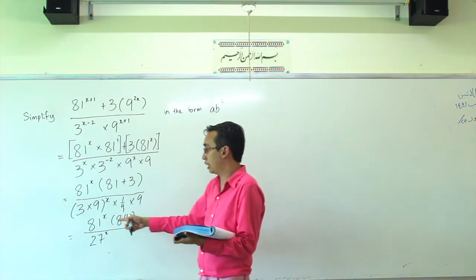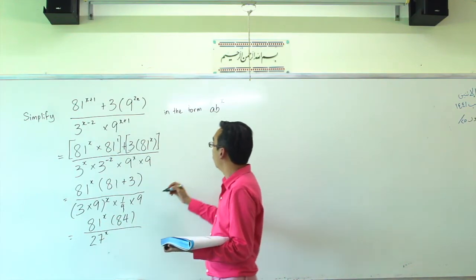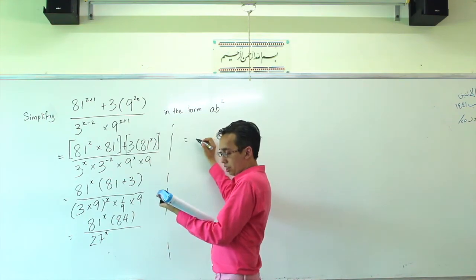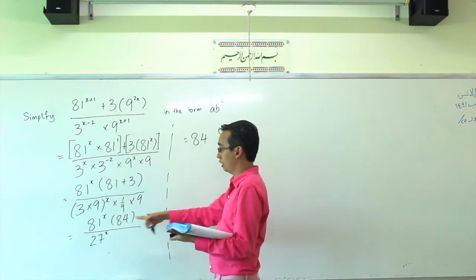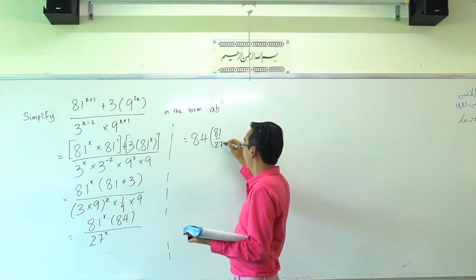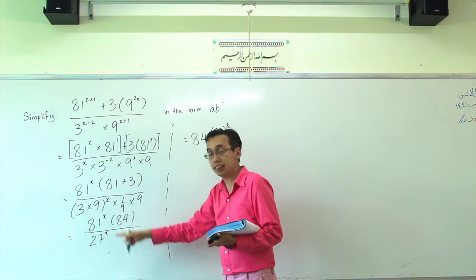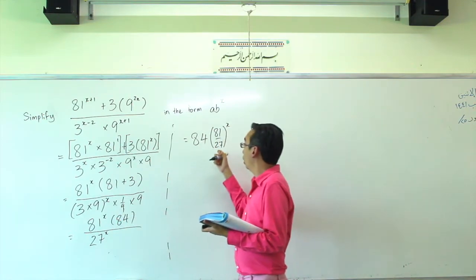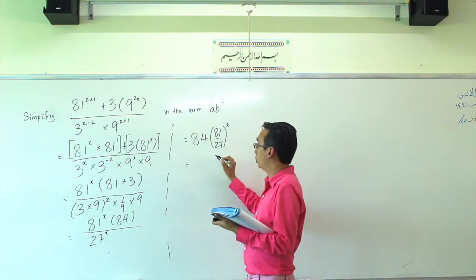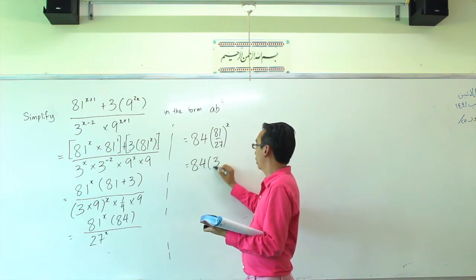But the thing is, we learned that if they are the same power and we divide different bases, what we can do is, this is actually equal to 84, I'll take it out. This is 84, take it out. And then here is 81 over 27 to the power of x. Because they are the same index, we divide the bases and keep the power. 81 divided by 27 is 3, so it's 84 times 3 to the power of x.